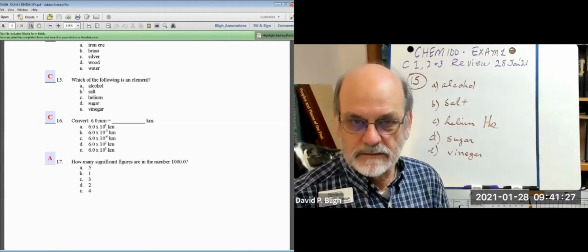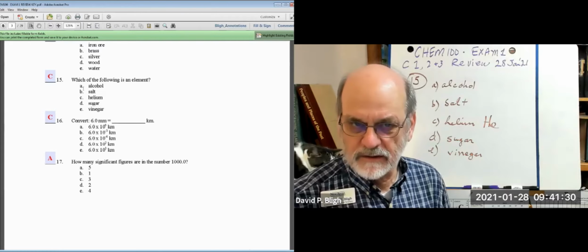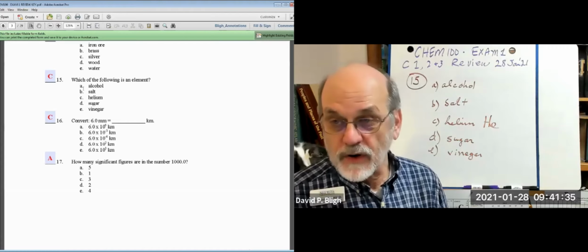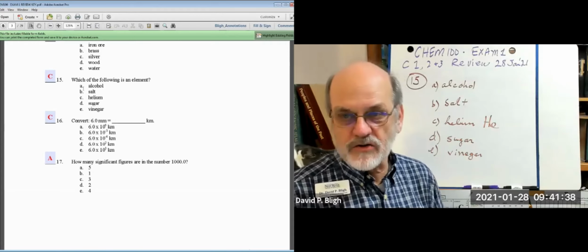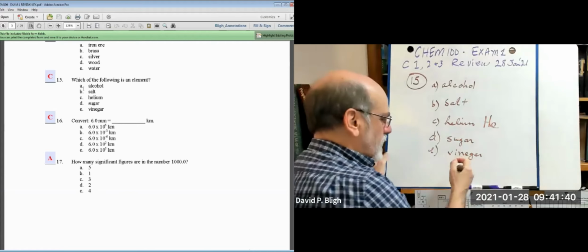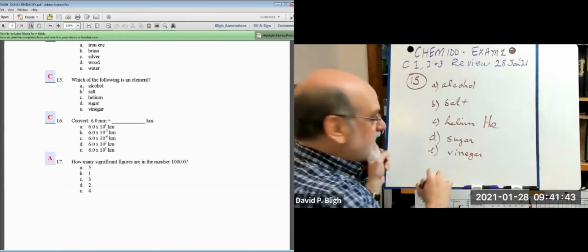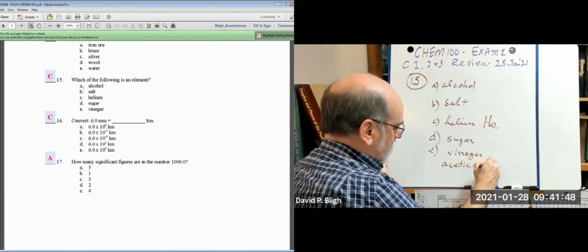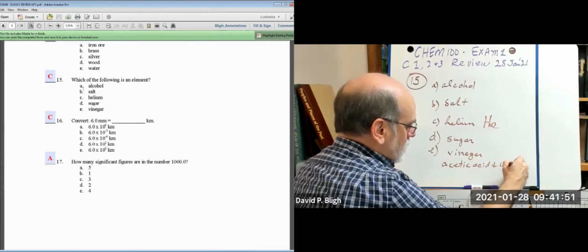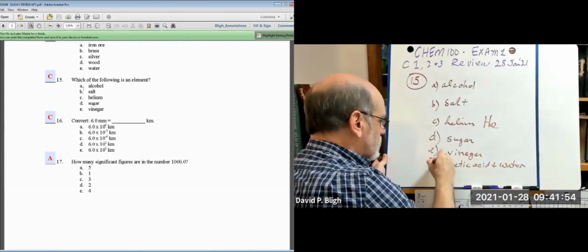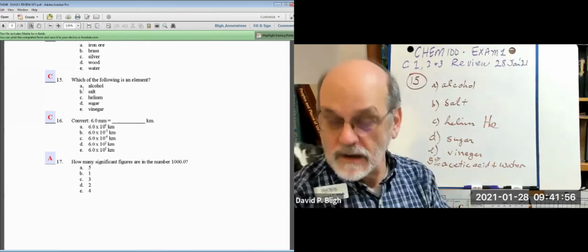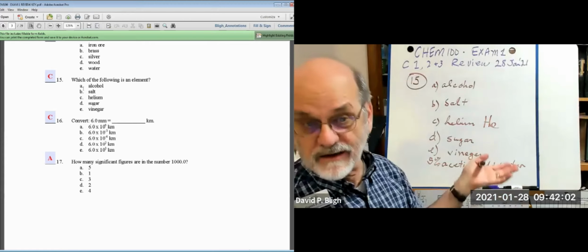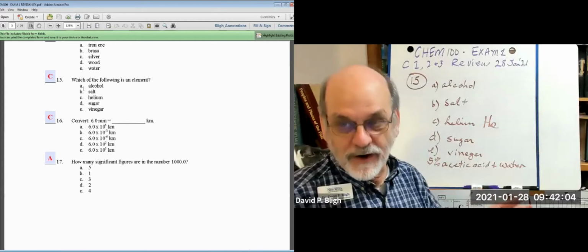Alcohol is a compound. Salt is a compound. Sugar is a compound. Vinegar's not a pure compound. Vinegar is a mixture, a solution of acetic acid and water. In fact, vinegar is 5% acetic acid in water. Now, you don't know what acetic acid is yet, but you will. We're going to cover that.